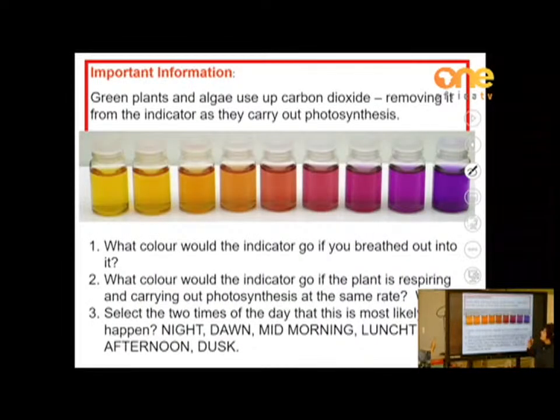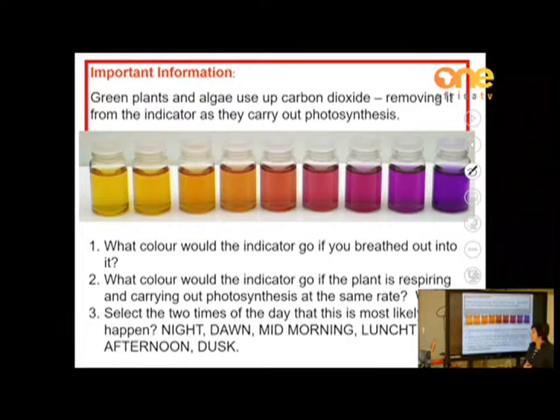Now, green plants and algae use up carbon dioxide. So it is removing the carbon dioxide from the indicator. And we call that process photosynthesis. Now, I want you to answer on your worksheet. We're also going to get to the answers during this period.